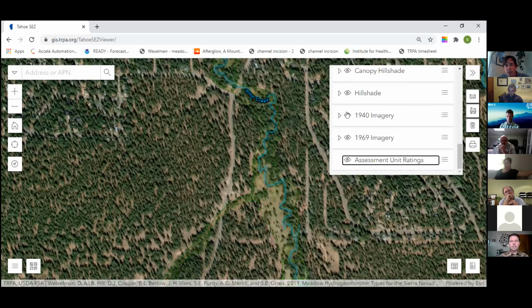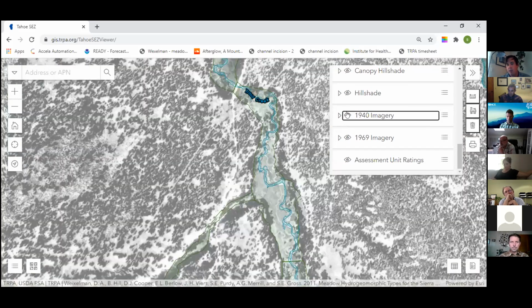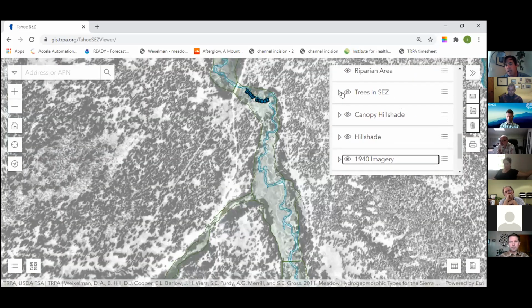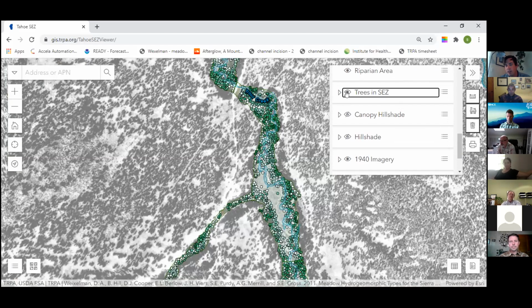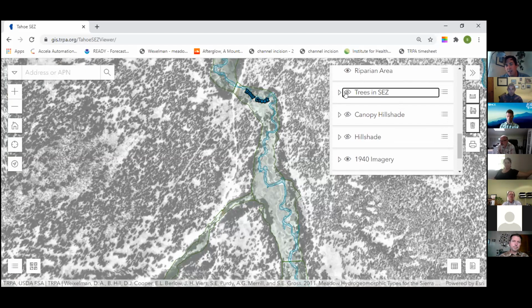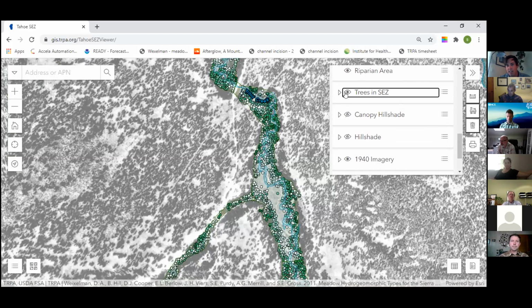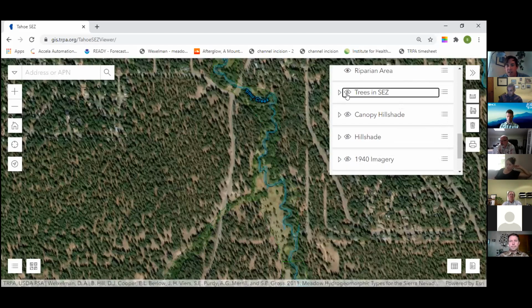You can zoom back and forth between current imagery and 1940 imagery, and you can see how much conifer encroachment has taken over. And then you can look at the LiDAR data we use to assess this indicator. This is basically all the conifers and meadows in the Tahoe Basin. You can turn that off and on against the 1940 layer to really see where conifer encroachment has occurred in meadows in the Tahoe Basin. So that's just a few of the cool little things you can do with this.